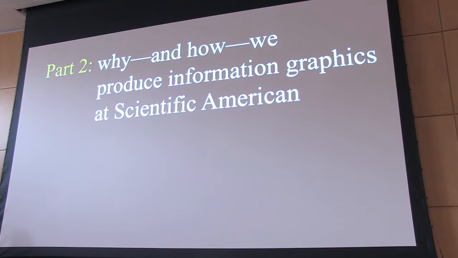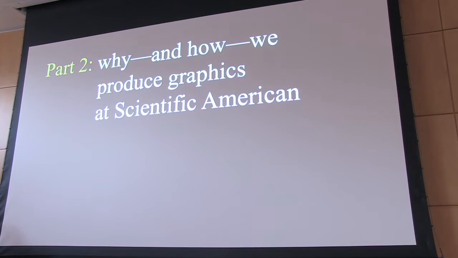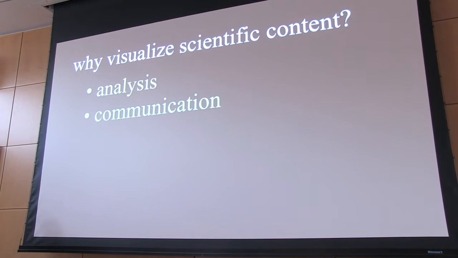With that background information in hand, let's move on to part two: why and how we produce information graphics at Scientific American. For the remainder of this talk, I'll also refer to information graphics more succinctly as graphics. Broadly speaking, there are two reasons for visualizing scientific content: analysis and communication. At Scientific American, we're generally in the business of science communication.